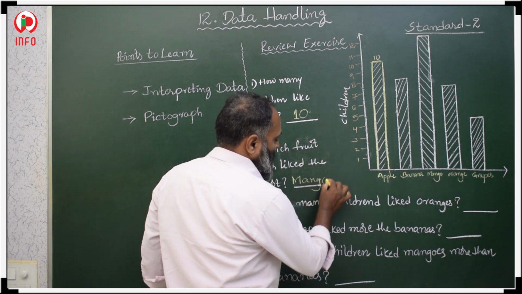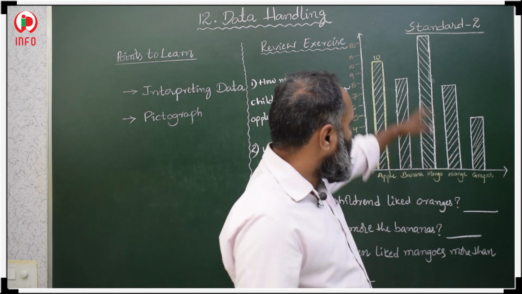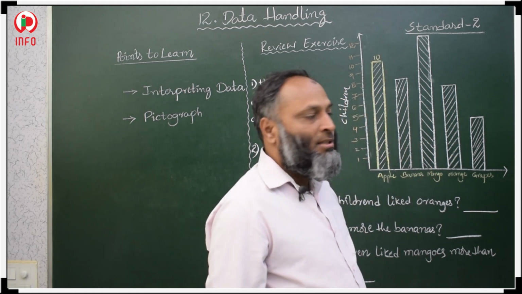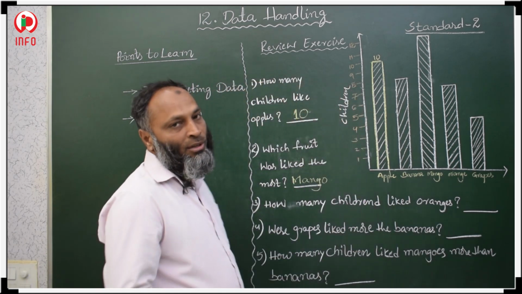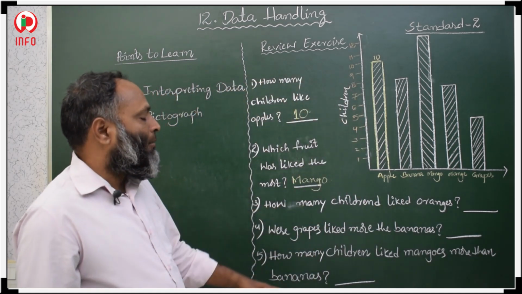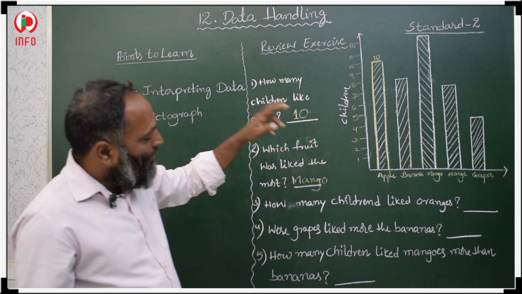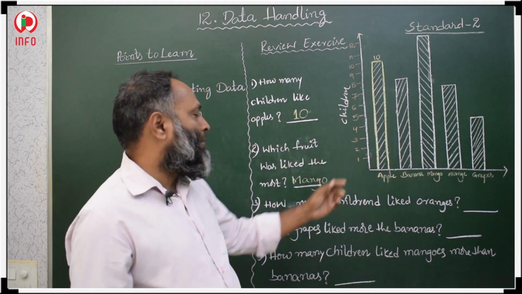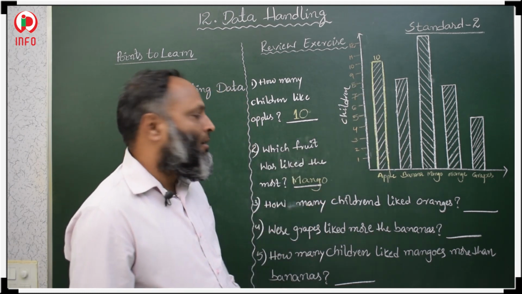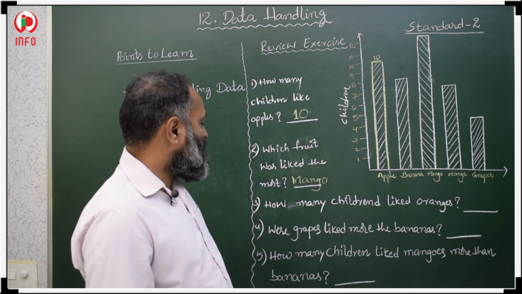So in these total five bars, whichever bar length is highest, that means the children liked that fruit more. Here the mango bar length is more than the remaining bars. So mango fruit is liked most. Okay. The next one.